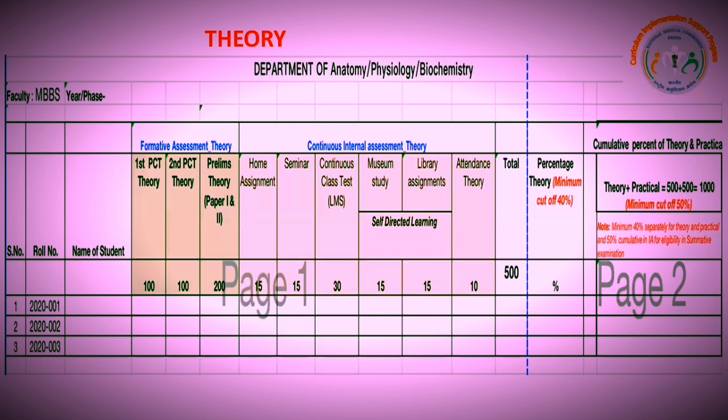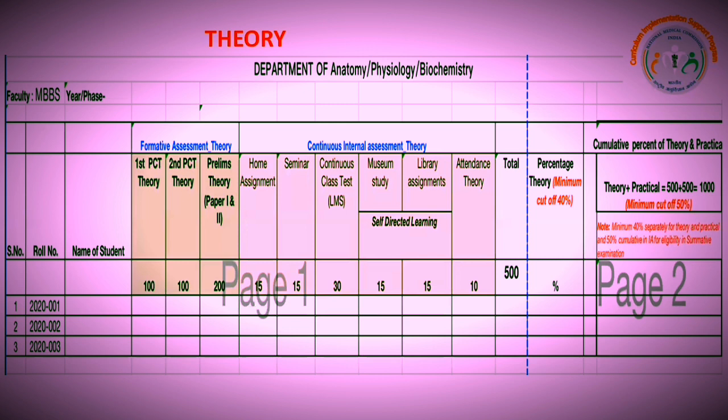We are taking theory as well as practical test at the completion of one region. So we can count the theory part in theory and practical in practical. In home assignment, for the theory, we are counting the journal of gross anatomy here. We are also doing the same.